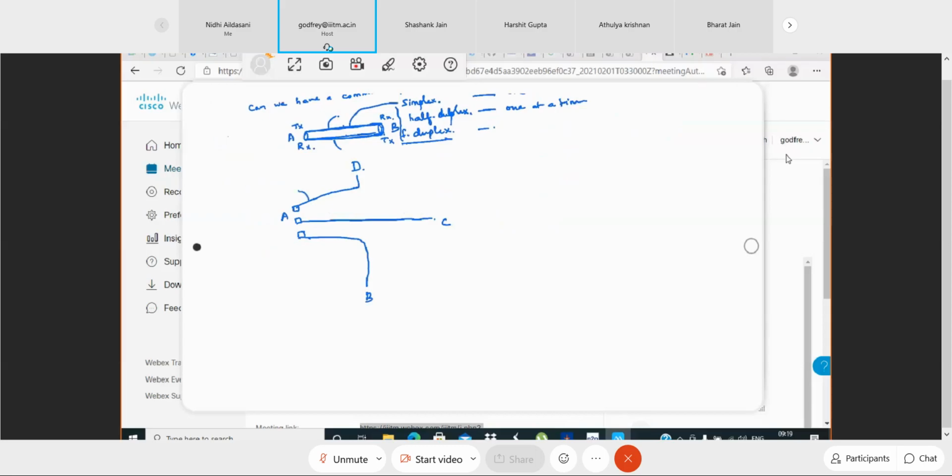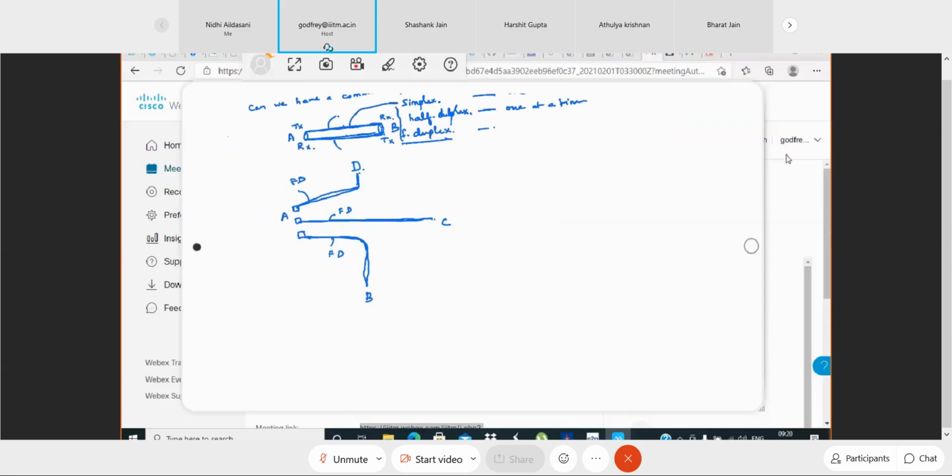This is a full duplex link. This is a full duplex link. This is a full duplex link. So he will be using this channel to communicate with B, this particular link to communicate with C, and this link to communicate with D, right? So it will act on both sides: he will be able to transmit and also receive over this particular link, right?